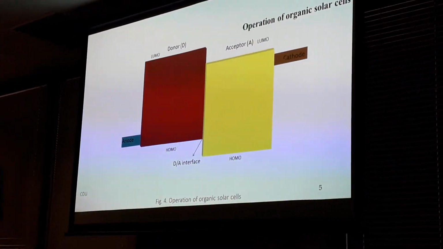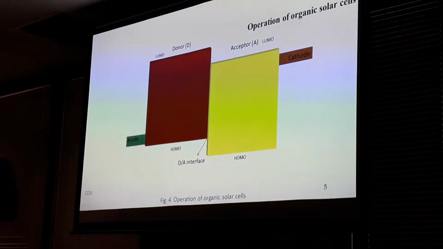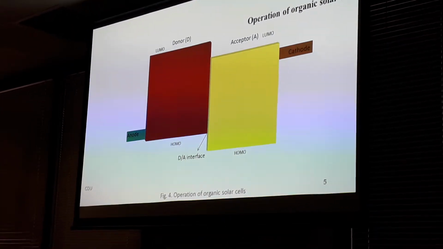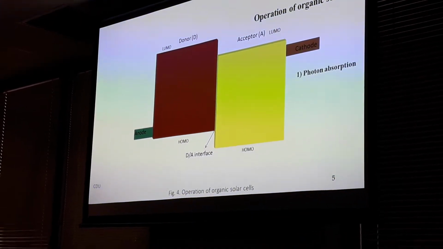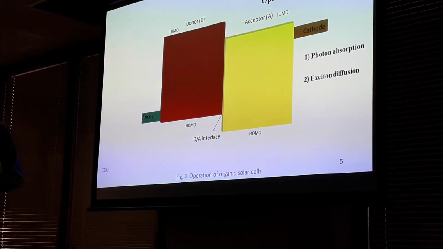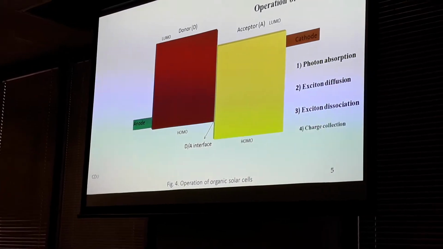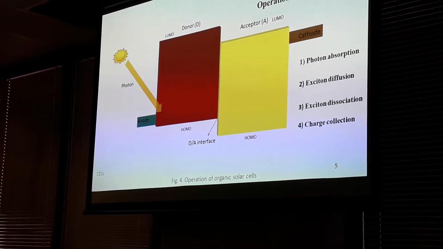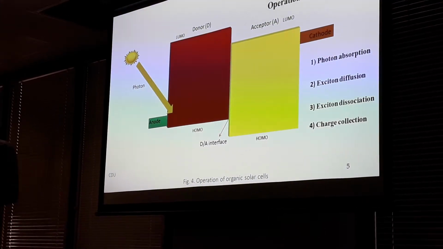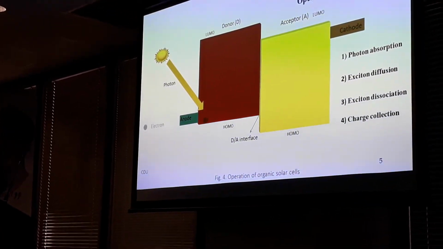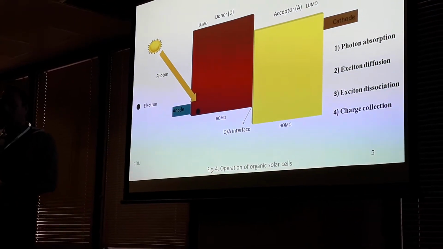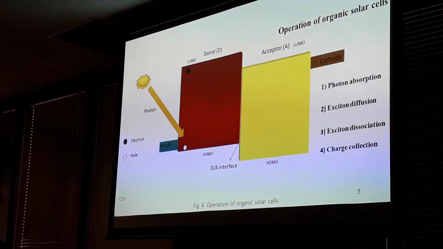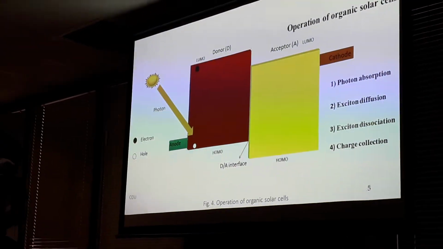But for increasing the efficiency, first we should clearly understand how an organic solar cell works. The operation of organic solar cells consists of four processes: first, absorption, diffusion, dissociation, and charge collection. Upon absorption of a photon or solar radiation in the active layer of an organic solar cell, an electron is excited from the HOMO, or highest occupied molecular orbital, to a higher energy level, the LUMO, or lowest unoccupied molecular orbital.